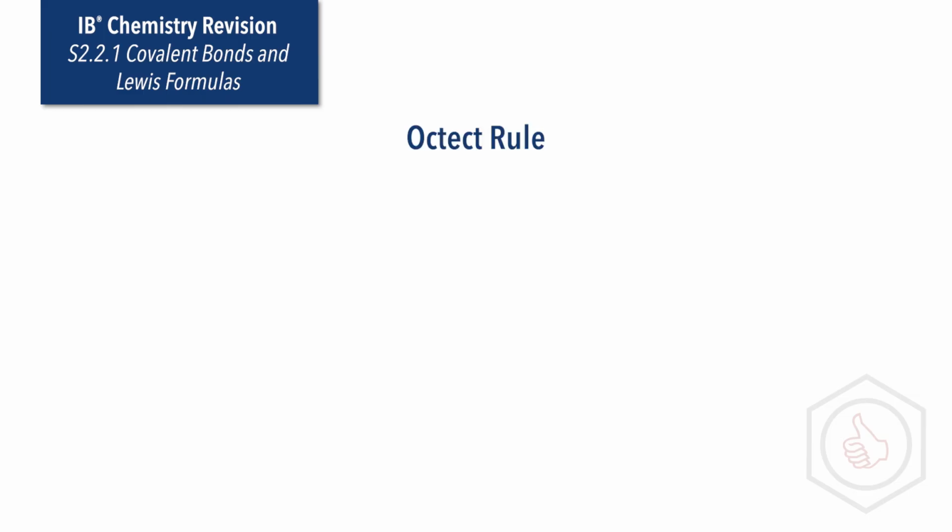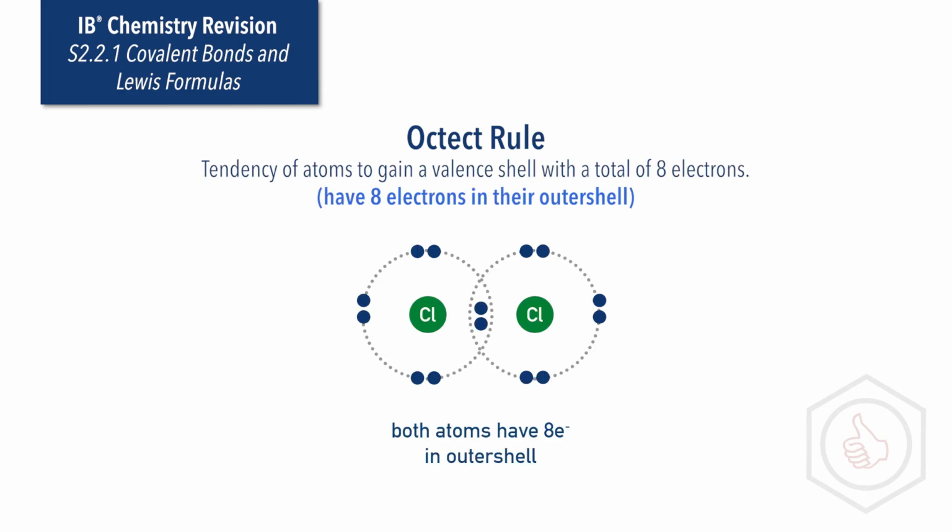The octet rule describes how atoms tend to gain, lose, or share electrons to achieve 8 electrons in their outer shell. There are lots of exceptions to this rule, especially for smaller and larger atoms. However, it can be a quick and efficient way of predicting how many covalent bonds an atom is likely to form.